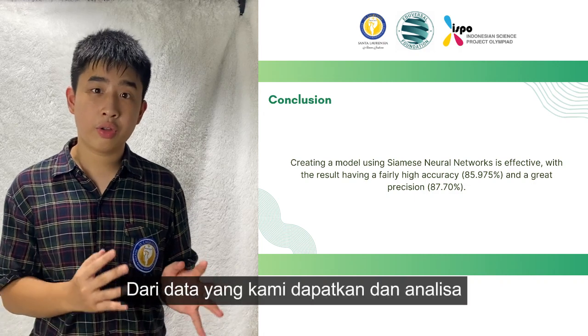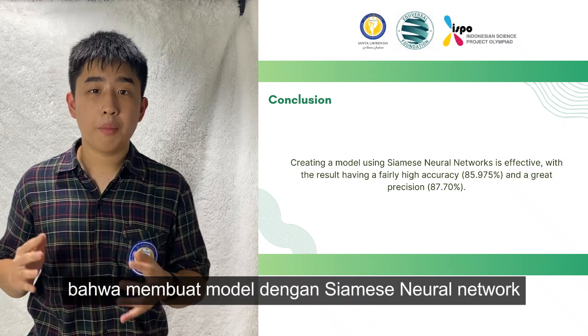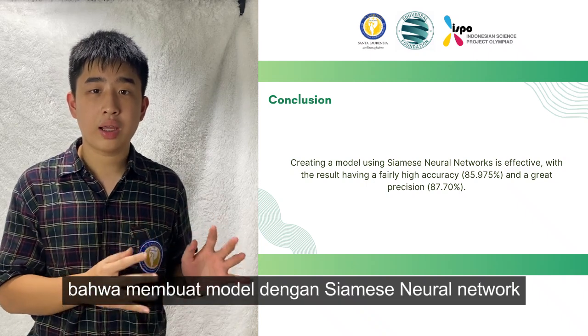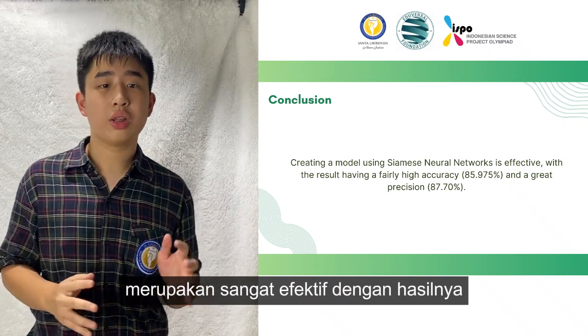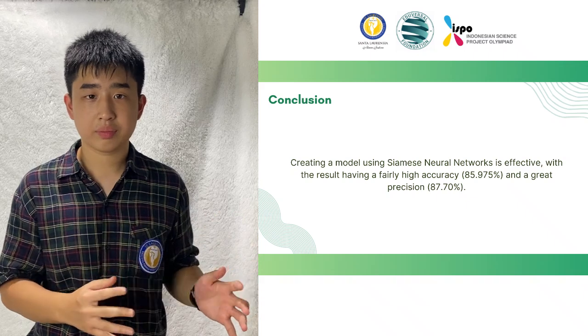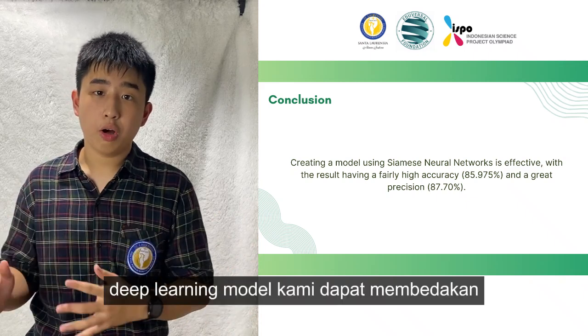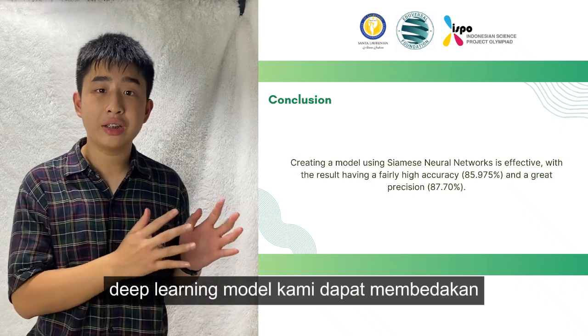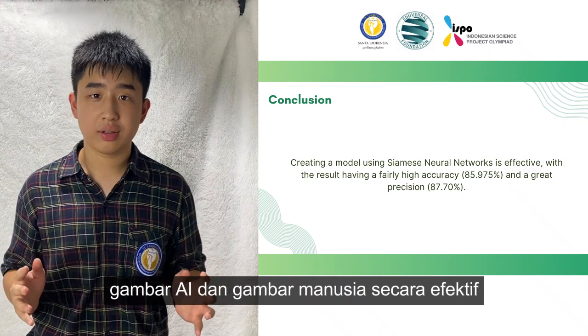From the data that we collected and our analysis, we can now conclude that creating a model using a Siamese neural network and the transfer learning technique is highly effective, with the results having fairly high accuracy and a great precision. This means that our deep learning model can differentiate between AI-generated images and human-created images effectively.